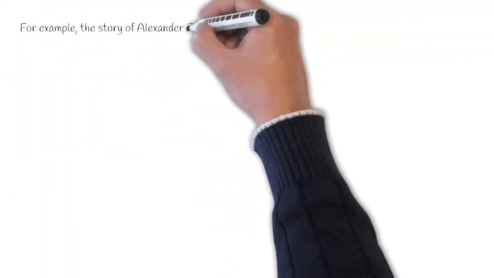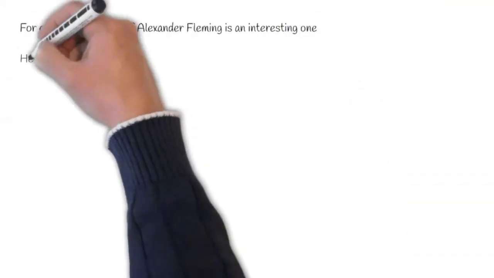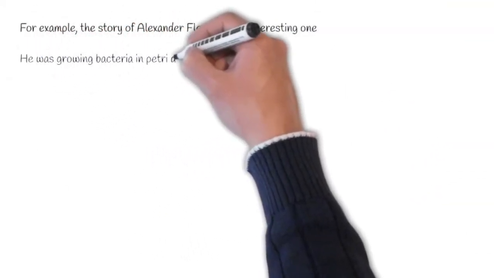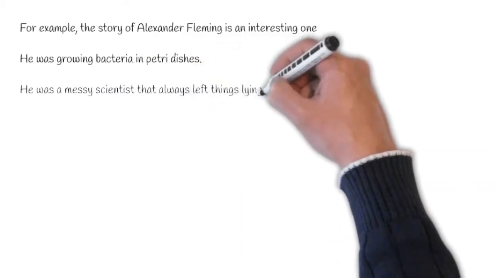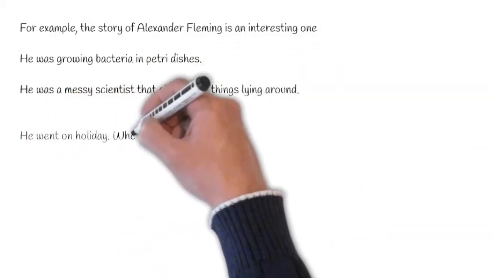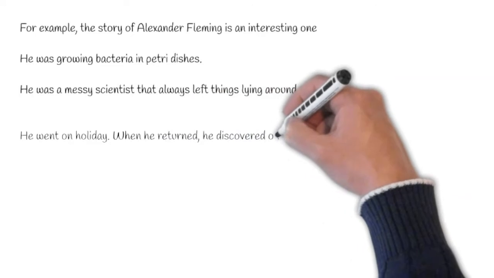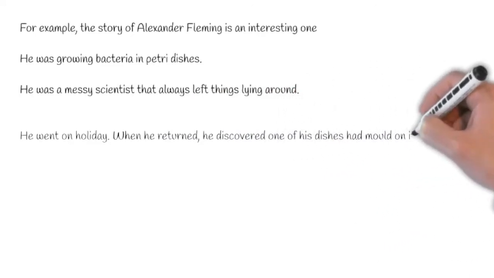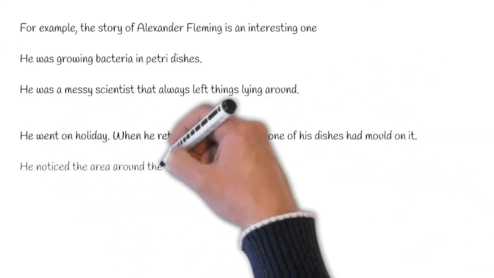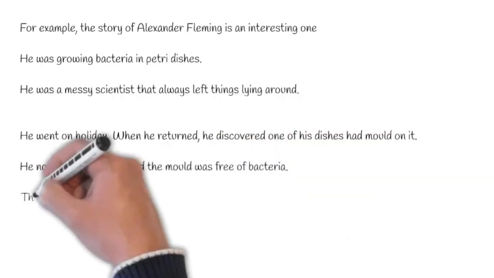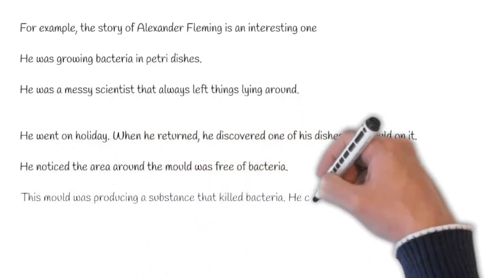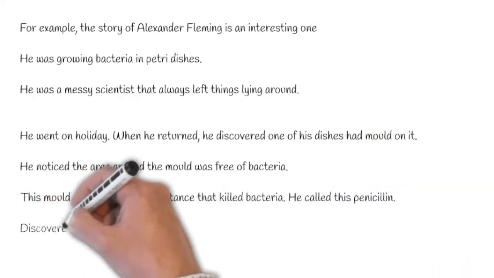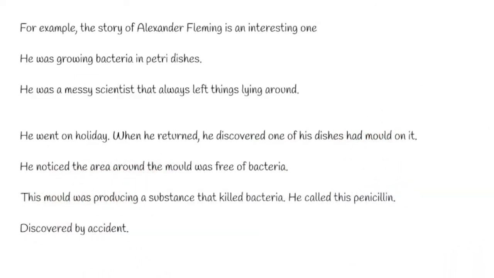For example, the story of Alexander Fleming is an interesting one. He was growing bacteria in a petri dish. He was a messy scientist that always left things lying around. He went on holiday. When he returned, he discovered one of his dishes had mold on it. He noticed the area around the mold was free of bacteria. This mold was producing a substance that killed bacteria. He called this penicillin. He discovered it by accident.